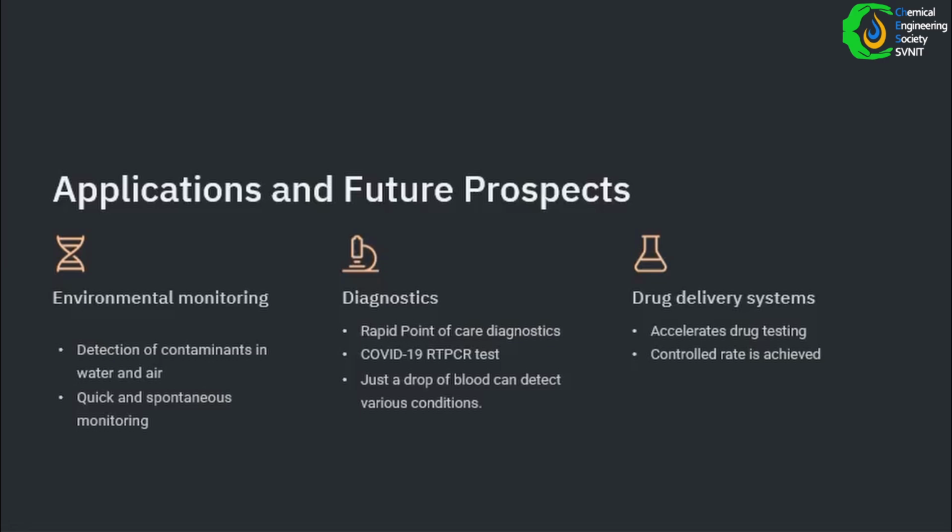Environmental monitoring. Microfluidic sensors are used to detect pollutants and contaminants in water, air, and soil. These devices offer quick and accurate monitoring of environmental toxins, heavy metals, and pesticides, helping ensure public health and safety.